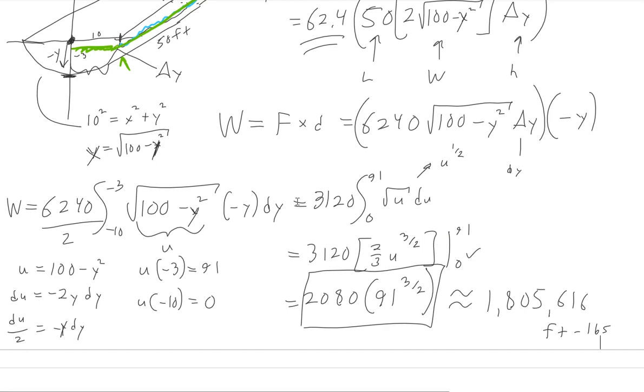All right, so that would be another situation of working through a problem involving work. With that said, that's everything with section 6.4.